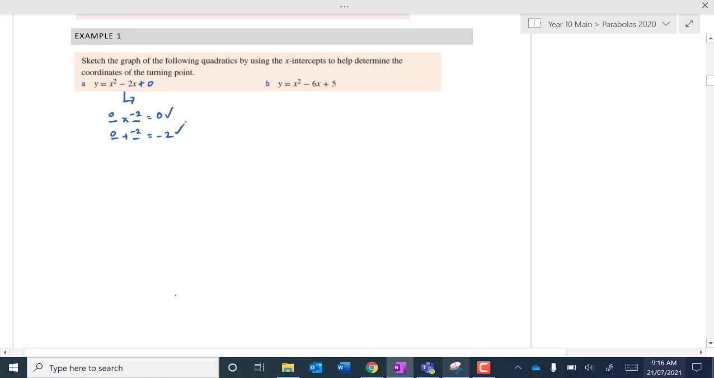Another way of doing it is just taking out a common factor. So if I've taken out a common factor, we can do it like this. X times x is x squared, x times -2. This is now factorized.